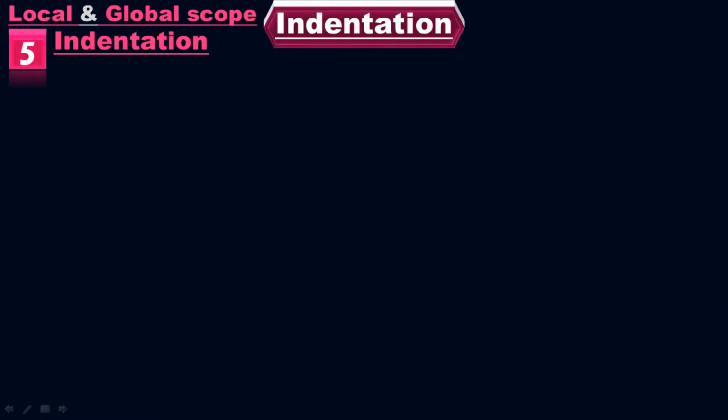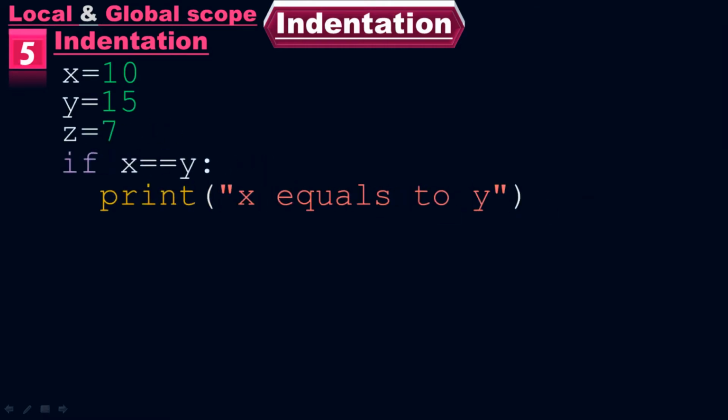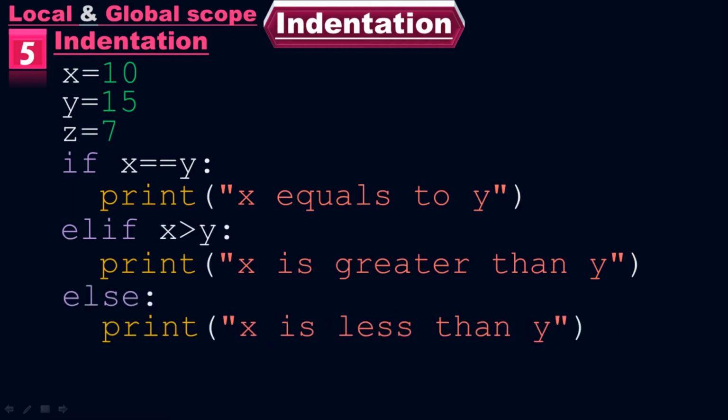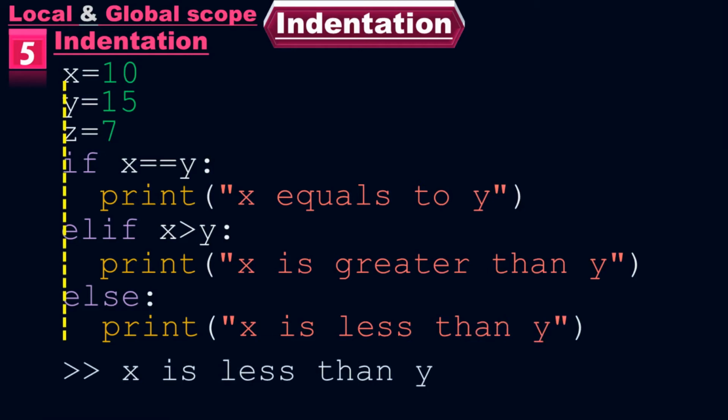Example number 5. x equals 10, y equals 15, z equals 7. If x equals y, print x equals y. If x is greater than y, print x is greater than y. Else, print x is less than y. It returns x is less than y. Now look at here. This is my global scope indentation. This is my local scope indentation.